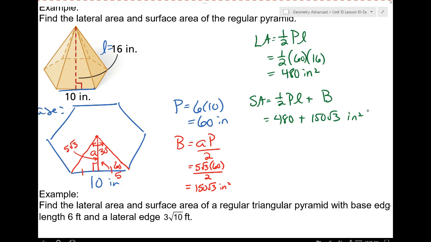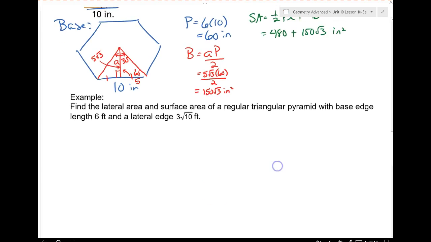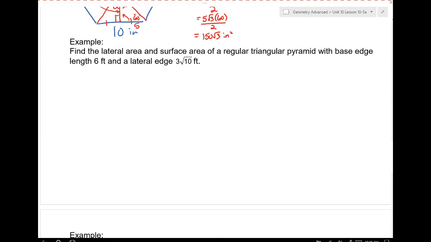Pretty simple, right? So how about if I just mess it up on you now? Let's have a little bit of fun on the next one. It says find the lateral area and surface area of a regular triangular pyramid with base edge length of 6 feet and a lateral edge of 3 root 10 feet. What do you know? Base edge length. What else do you know? Lateral edge. What don't you know? Slant height. Right?